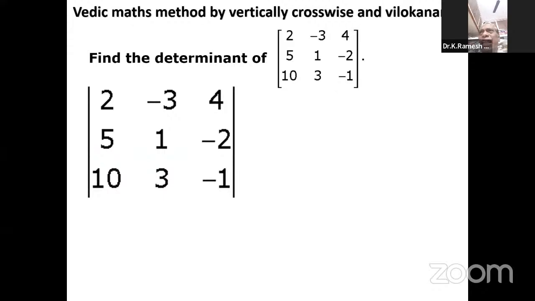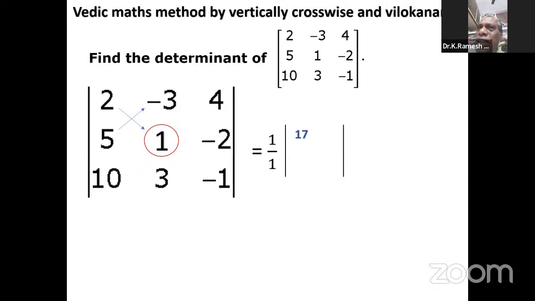By the vertically and crosswise method, Urdhva Tiryak, you can also find the determinant in an easier manner. Here the elements are 2, -3, 4, 5, 1, -2, 10, 3, and -1. Now you take the middle element of this matrix, that is 1, and multiply 2 and 1. It is 2. 5 into -3, we are taking the cross product, is -15. Here we take the minus sign, so minus into -15 will be +15. So 2 + 15 will be 17.